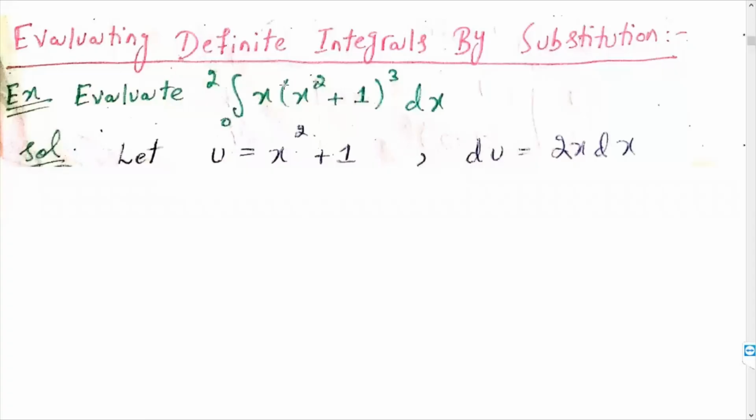Now let's apply the previous concept which I discussed here. Evaluate this definite integral: integral from 0 to 2 of x times (x square plus 1) whole cube dx. Let u equal x square plus 1. Taking its derivative, I get du equals 2x dx. Now x dx is part of the integral. The extra term is 2. Taking this extra term to the left side, I get 1 by 2 du equals x dx.